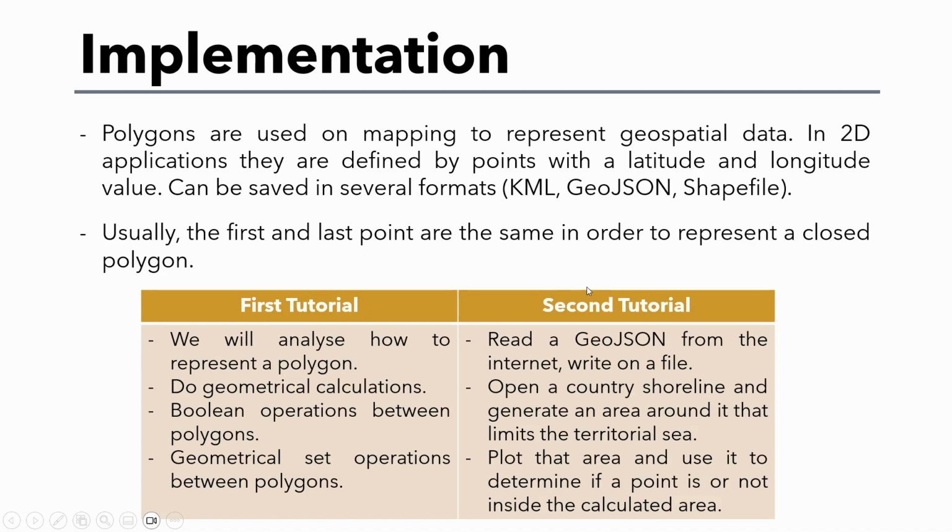I'm going to show you two tutorials. The first one is going to be a little bit more simple. We are going to analyze how to represent a polygon in Julia, do geometrical calculations with those polygons, then Boolean operations between polygons, geometrical set operations between polygons. In our second tutorial, we are going to read the GeoJSON from the internet. We are also going to write one to a file, open a country shoreline, and then generate the area around it that limits its territorial sea, plot that area, and then use it to determine if a point is or is not inside the calculated area.